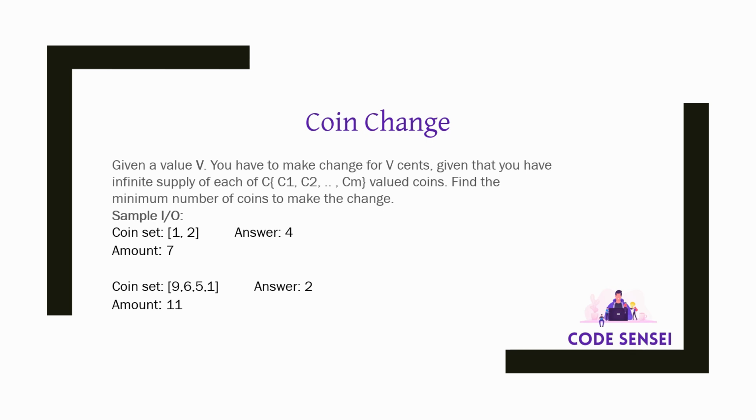For example, if you are given a coin set of rupees 1 and rupees 2 and the total amount you need is 7, your answer should be 4 because you can make use of 3 2 rupee coins and 1 rupee coin. And similarly, for the coin set of 9, 6, 5 and 1 and for the amount of 11, the answer will be 2 because you can use 1 6 rupee coin and 1 5 rupee coin.